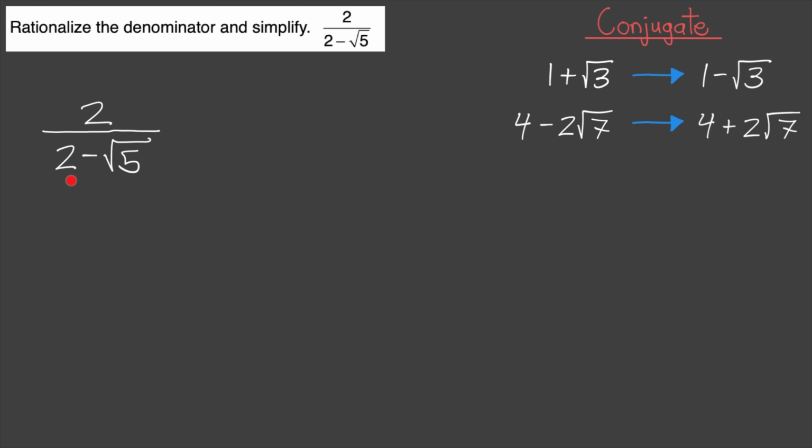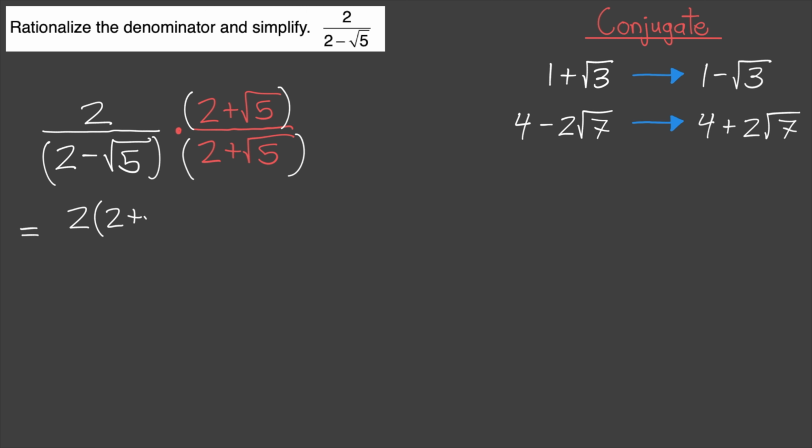So our original expression is 2 minus root 5. So what's the conjugate of that? It is 2 plus root 5. So we're going to multiply the top and bottom by that expression. On the bottom, we have a binomial times a binomial, so we're going to have to FOIL this out. And then on top, we'll have to distribute the 2 to both these terms in the binomial. So I'll put parentheses around it. So our expression is now going to look like this. 2, and then 2 plus root 5. And then on the bottom, we'll have to FOIL this guy out.